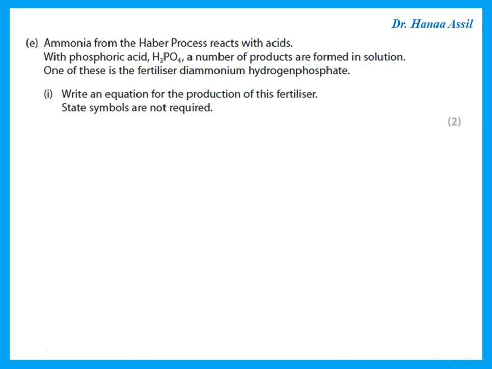Ammonia from the Haber process reacts with acids. With phosphoric acid, a number of products are formed. One of these is the fertilizer diammonium hydrogen phosphate. So write an equation for the production of this fertilizer. So we're writing an equation for what? Ammonia plus phosphoric acid to give diammonium hydrogen phosphate, and don't forget to balance the equation.